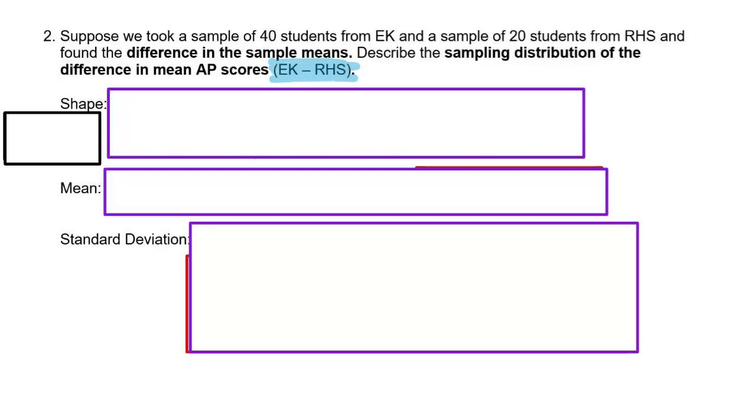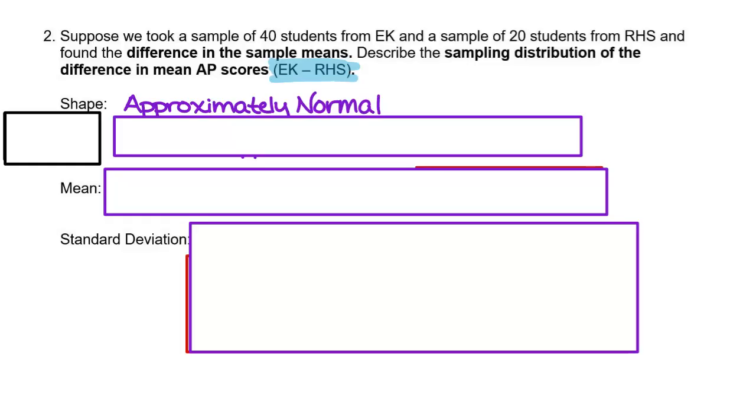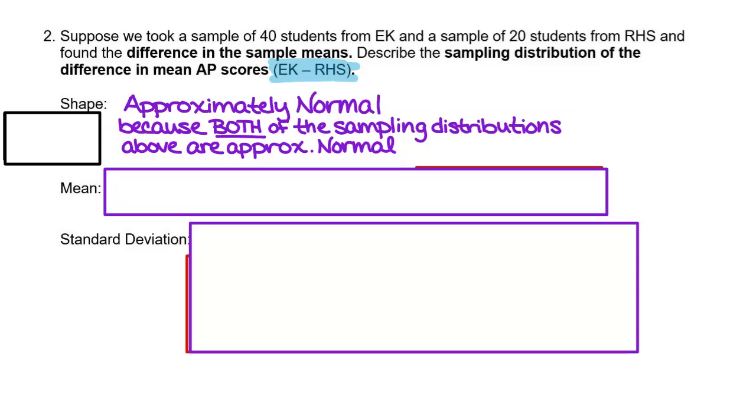What do you think the shape would be? Approximately normal, yes. Why? Because both of the sampling distributions for the two groups that we're looking at are approximately normal. If both of the sampling distributions are approximately normal, then when I subtract them or add them, the new sampling distribution would also be approximately normal. But I have to go in and check both populations separately, check their sampling distributions.